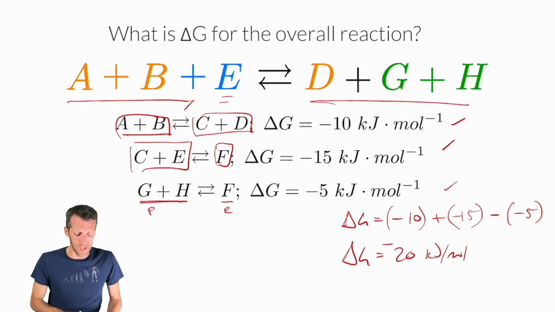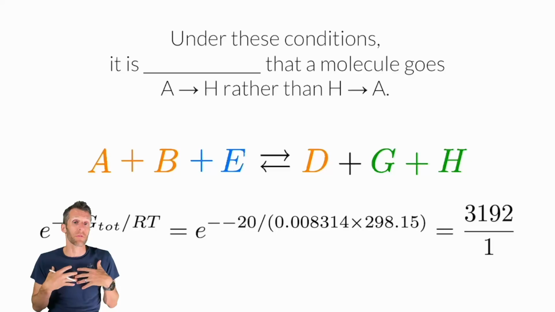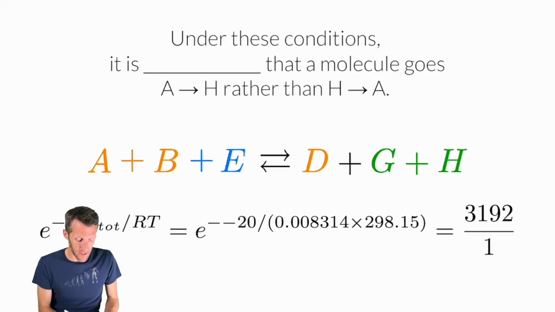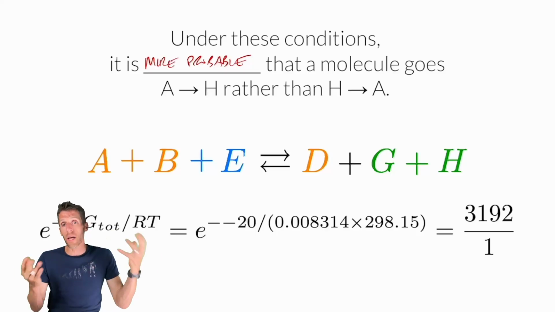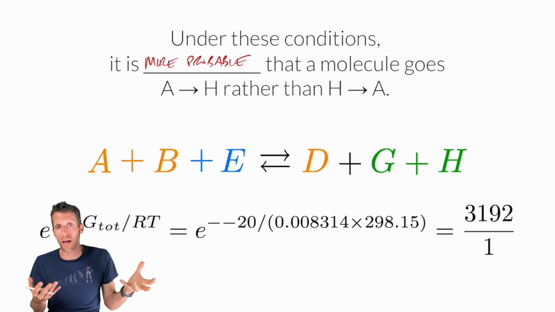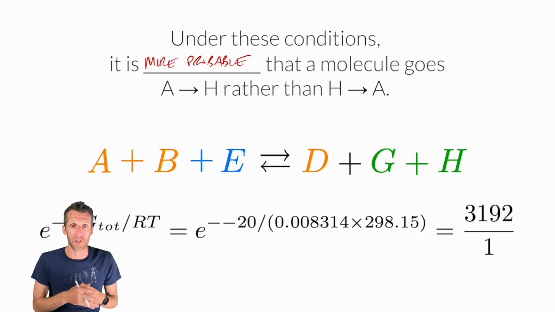Cool. What in the world does that mean? I like thinking about these in terms of a bet. Under these conditions, it is more probable that a molecule goes from A to H rather than from H to A. So if we're just looking at a molecule in the system, we would expect to see A going to H more often than H going to A.